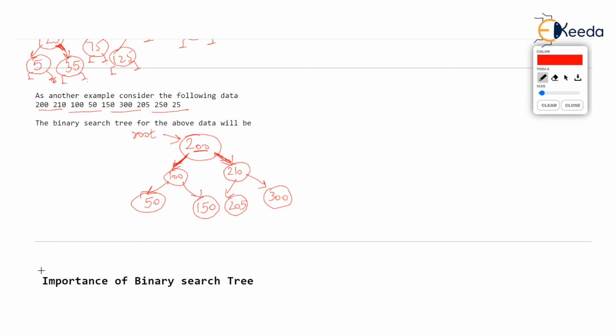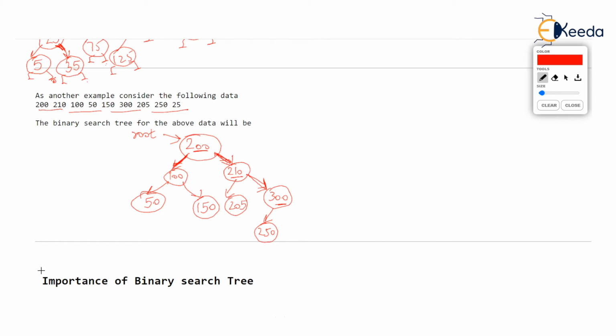Next value is 250 after 205. Now 250 is greater than 200 root value, so go to the right, but there's 210 to the right of 200. Compare 250 with 210. 250 is larger again, so 250 would be added to the right of 210, but there's 300 to the right of 210. So you will compare new value 250 with 300, and as 250 is less than 300, 250 will go left of 300. Last value is 25.